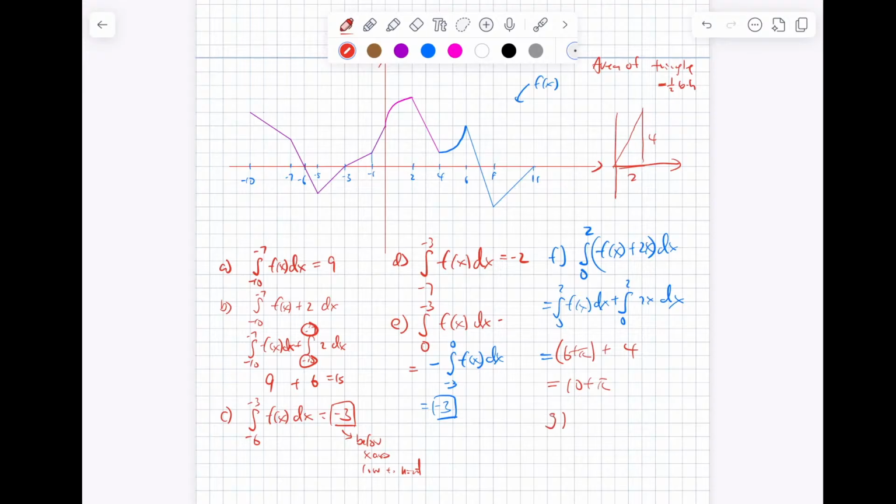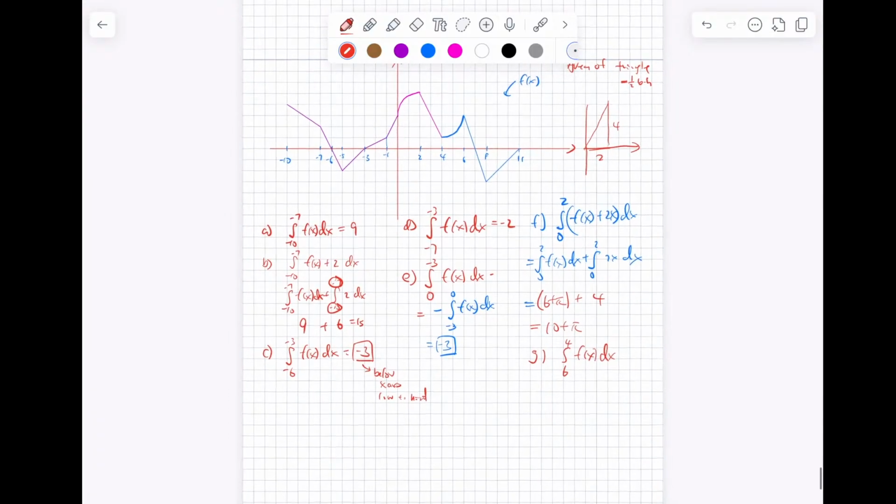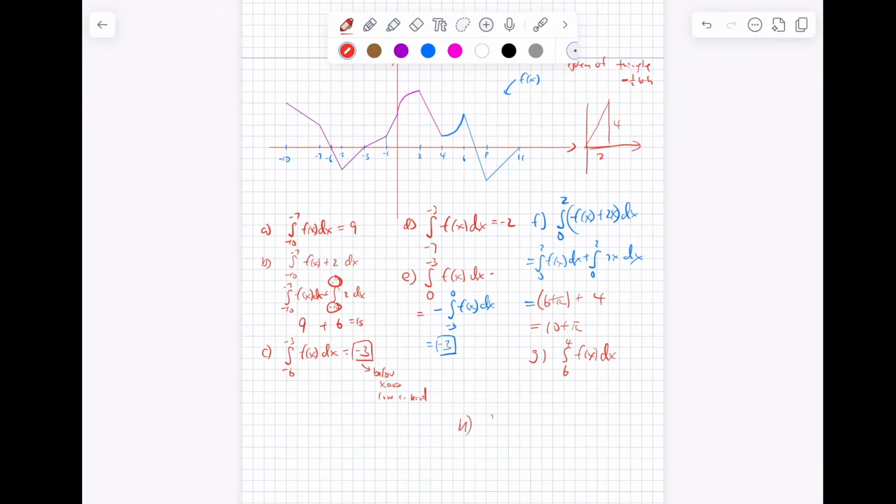Okay, how about the integral from 6 to 4 of f of x dx. So 6 to 4 is a little bit more difficult to understand geometrically, but it should be fine. I know I'm going to run out of time, so I'm going to do one more. H. It's going to be the integration from 6 to 11 of the absolute value of f of x dx.